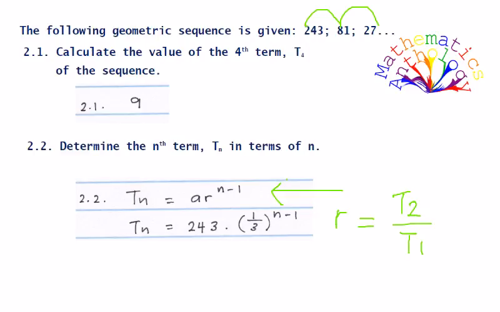So A is the first term, which is 243, is substituted there. That's times your R value. Now your R value is equal to T2 over T1. So your term 2 is 81 over 243. Put that on your calculator and you're going to get your answer of 1 over 3. So your R is 1/3. Substitute that into the formula and your final formula will be Tn is equal to 243 times 1 over 3 to the power n minus 1, and that is how it remains. You cannot multiply 243 by 1/3.